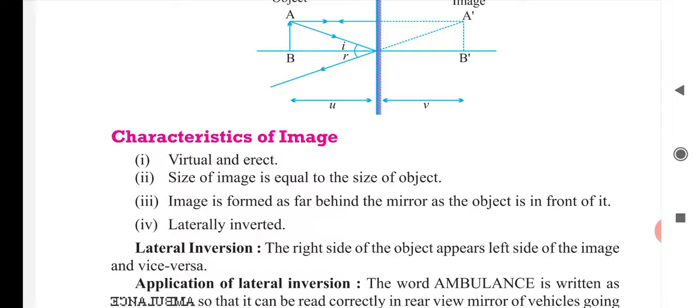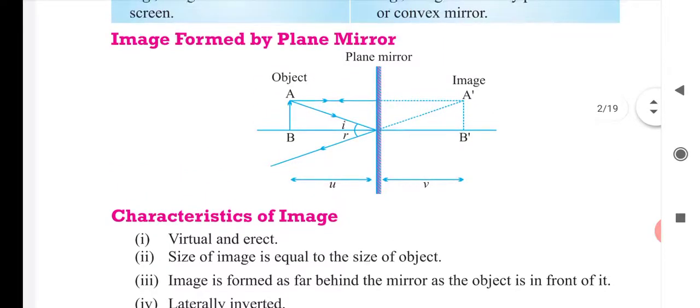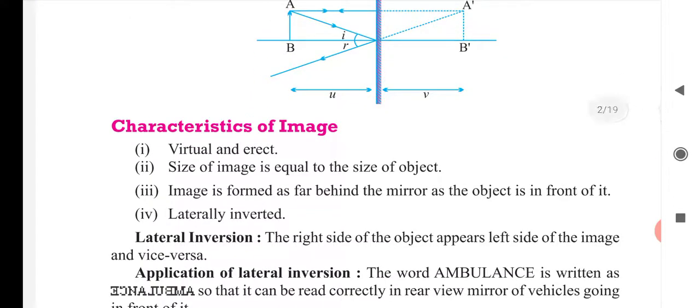I will explain the characteristics of images once again. Whatever image is formed in the case of plane mirror is always virtual and erect. The size of the object is always equal to the size of the image, and the object distance is always equal to the image distance, and the image formed is always laterally inverted. Laterally inverted means the right side of the object appears as the left side of the image.